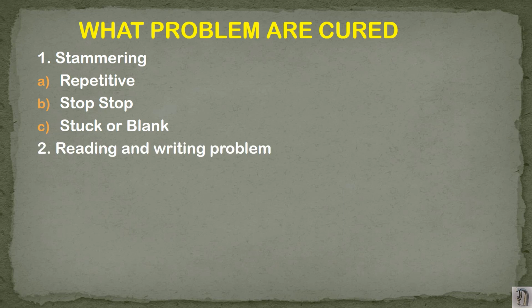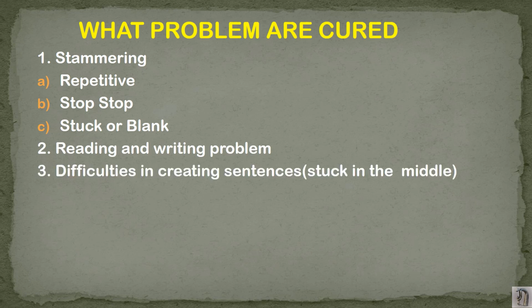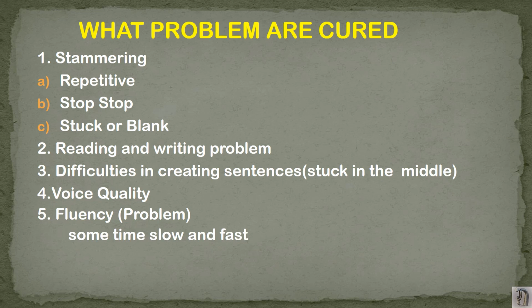Then reading and writing problems. The child may have reading and writing problems, and even they can be cured. Difficulty in creating a sentence. Then the voice quality of the child will not be good, and that can also be cured. Fluency, that means there is a problem in the child's fluency; the child is not able to talk properly. Sometimes slow and sometimes fast, so pitch can also be improved. Then attention and memory, he always forgets what he is supposed to say.